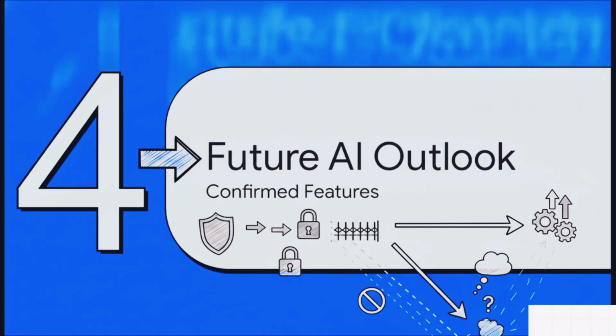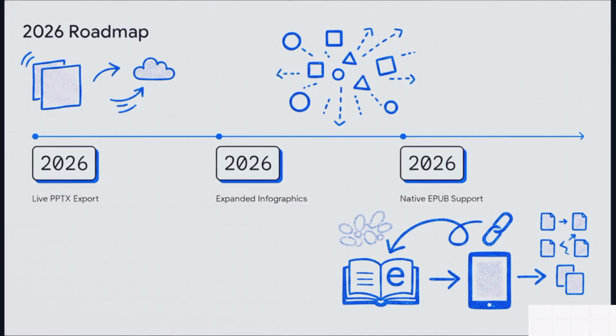Section 4, Confirmed Future AI Outlook. All right, let's clearly separate the actual updates arriving soon from mere community speculation. Here's the confirmed timeline for 2026. We're getting live PPTX export, expanded infographic styles, and crucially, native EPUB support. That last one is a huge workflow upgrade, meaning you can finally eliminate the frustrating need to convert all your ebooks to PDFs before uploading them.